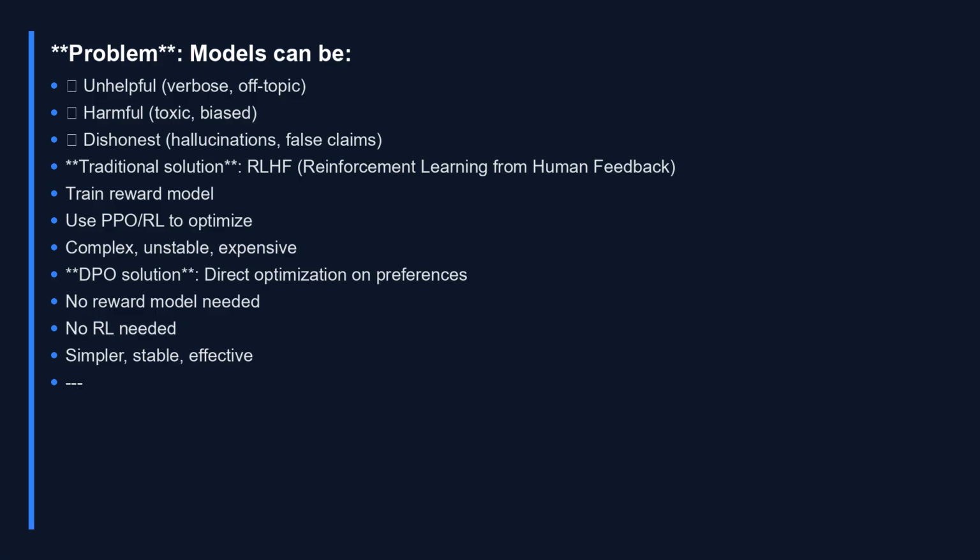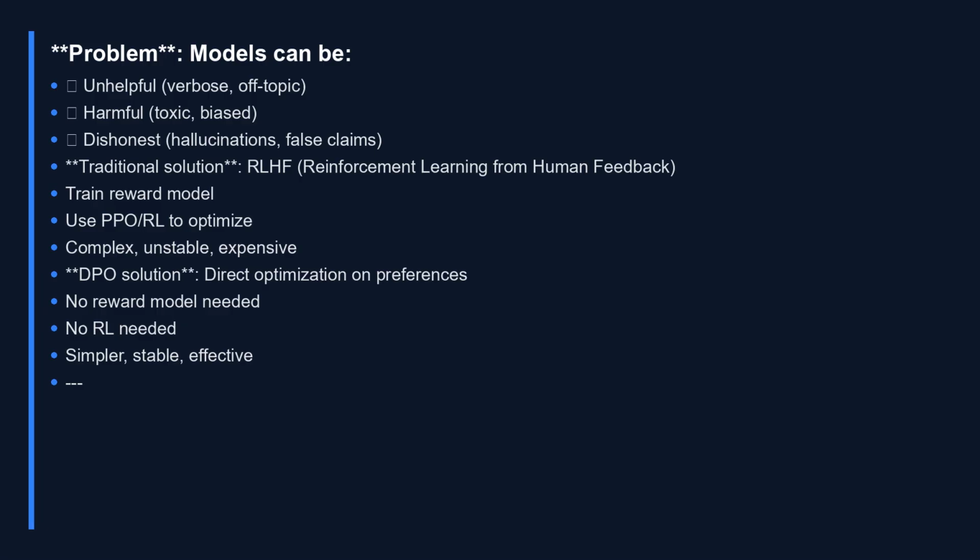The traditional fix for this is RLHF, reinforcement learning from human feedback. You train a separate reward model, then use a policy optimization algorithm to nudge the language model toward higher reward outputs. It works, but it's a 3-stage pipeline that's notoriously unstable and requires serious compute.